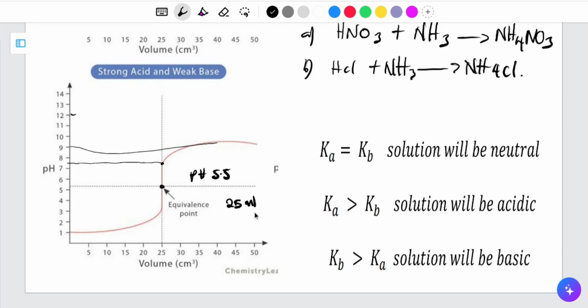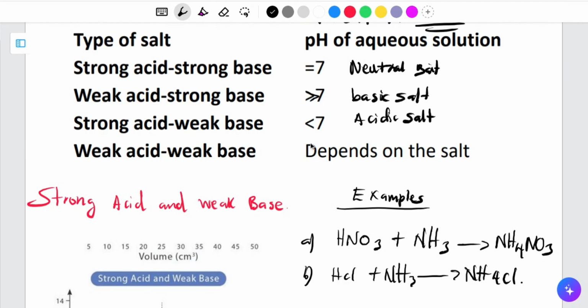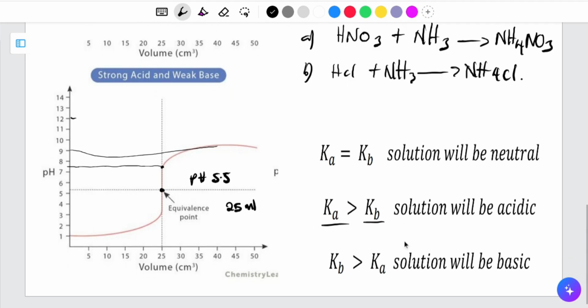This one is just the same also. It is talking about the same thing which I've talked about here. So when Ka is equal to Kb, the solution is going to be neutral and the salt is going to be neutral. But Ka symbolizes an acid, Kb symbolizes a base. So if Ka, which is an acid, is greater than Kb, the solution is going to be acidic, meaning even the salt is going to be an acidic salt. But when Kb is greater than Ka, the solution is going to be basic and the salt is going to be a basic one.